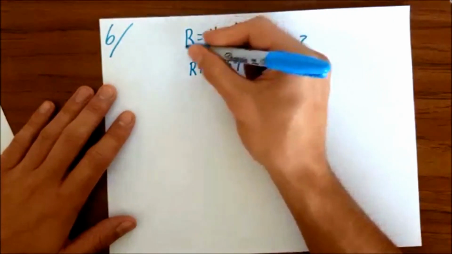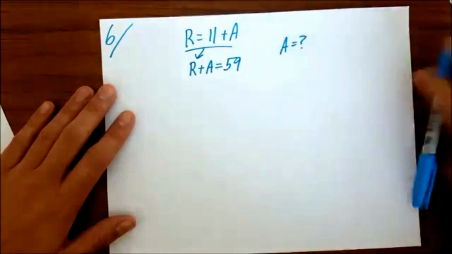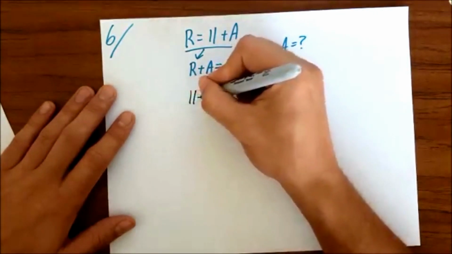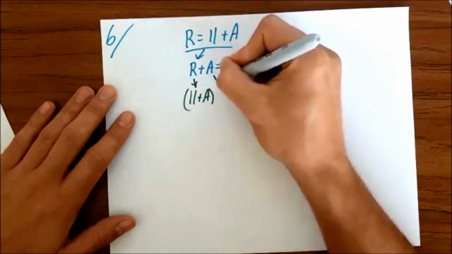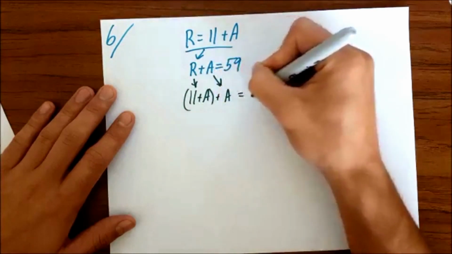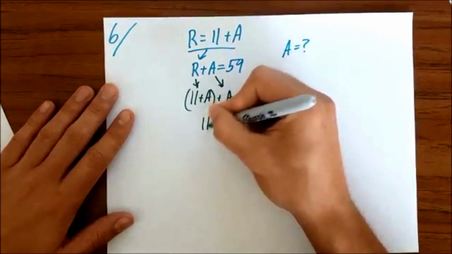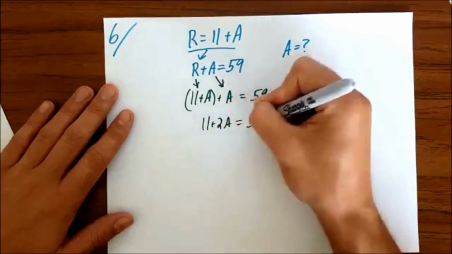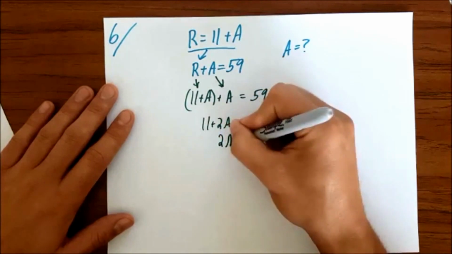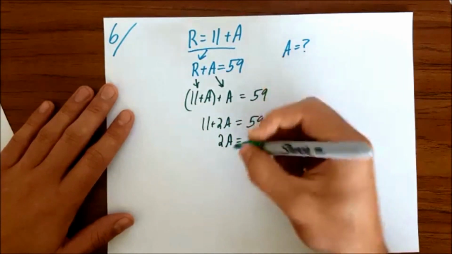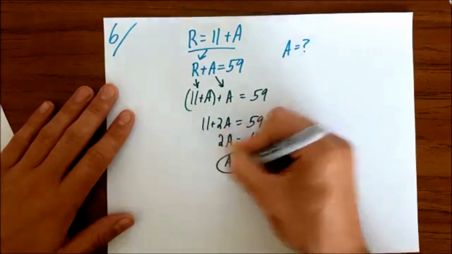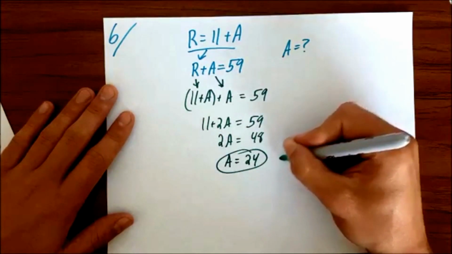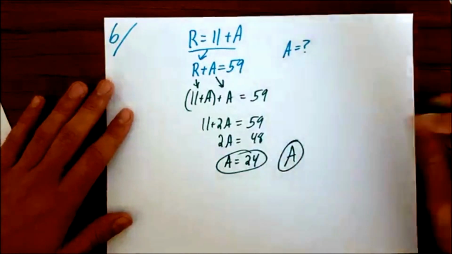You substitute this in here, and you're going to get 11 plus A, right, from here, plus A equals 59. So you're going to have 11 plus 2A equals 59. 2A then is going to equal 48. Subtract both sides by 11, so A equals 24. And so that means that your answer is, well, A.